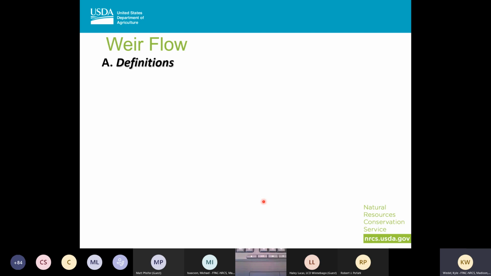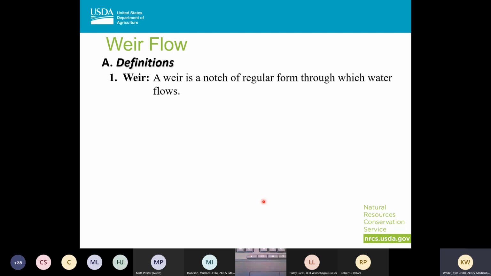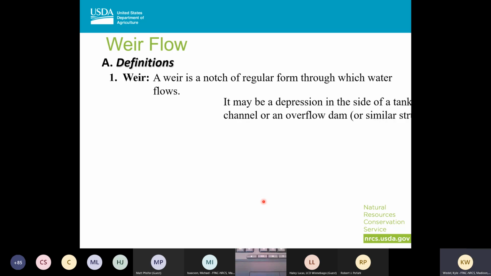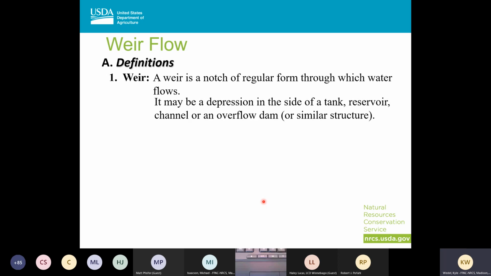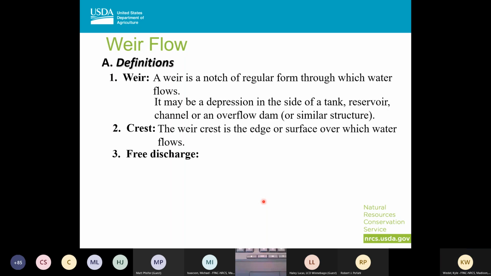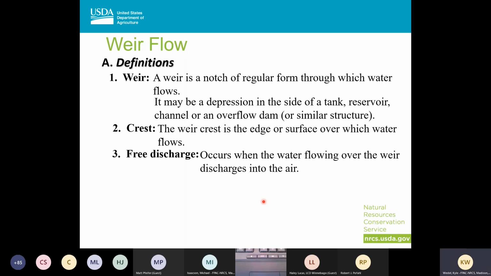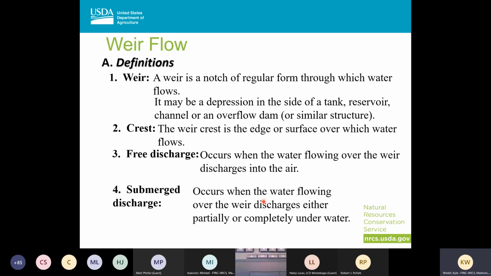So we're going to move into weir flow. A weir is a notch of regular form through which water flows. It can be a depression in the side of a tank, a reservoir, a channel, or an overflow dam. The crest of the weir is the edge over which the water flows. Free discharge, just like in an orifice, is when the water flows over the weir and discharges into the air. A submerged discharge, again the same as orifice, is when the water flows over the weir into water.